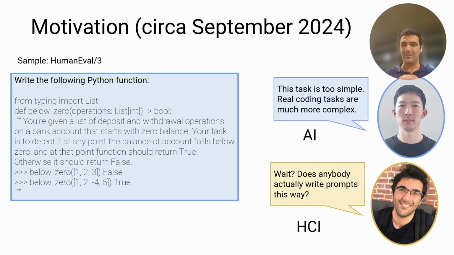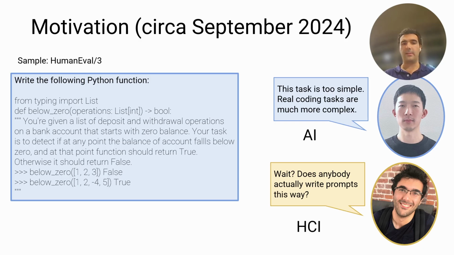Okay, if you are like me and Hero, you might come up with two different reasons. The AI perspective is more that perhaps this task is too simple. Real coding tasks are much more complex, especially today, right? We can expect AI systems to do much more complex things than just building simple Python functions that can probably be done in 10 lines of code. But the HCI perspective, the human-centered perspective, is that actually nobody really writes prompts this way. So even if the model can solve this and get 90% accuracy at these kinds of tasks, it's not reflective of real users and how they would prompt.